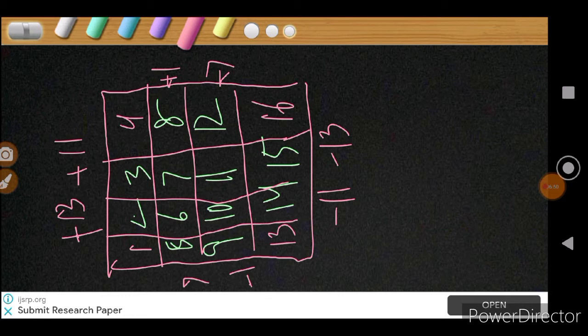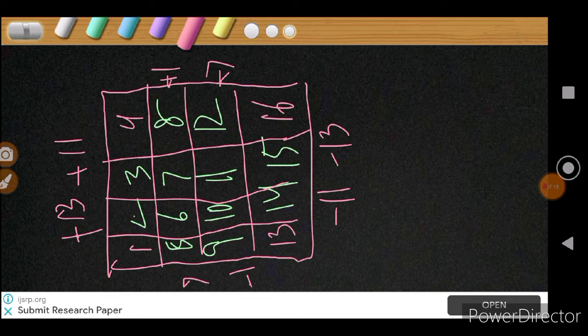These numbers are changers, position changers for this table. These numbers which I have written over here, plus 13, plus 11, minus 13 and minus 11, and over here plus 7 and minus 1, over here plus 1 and minus 7. These numbers are known as position changers.